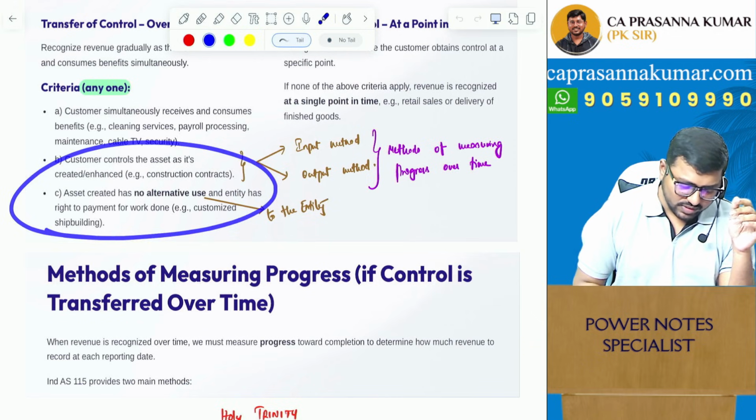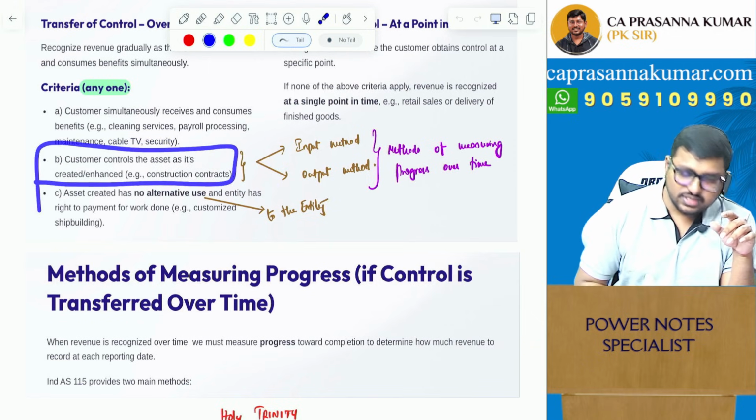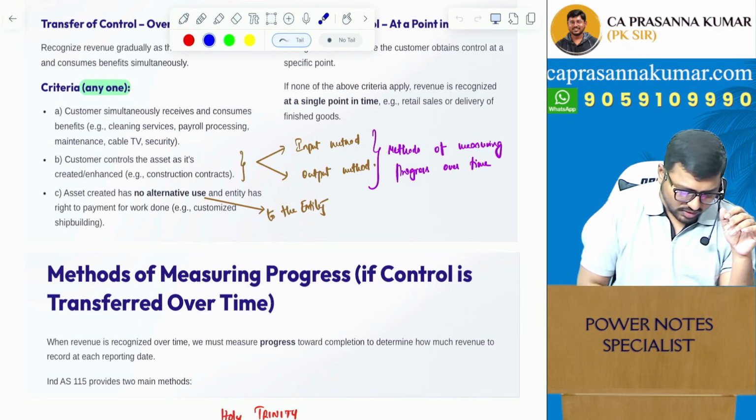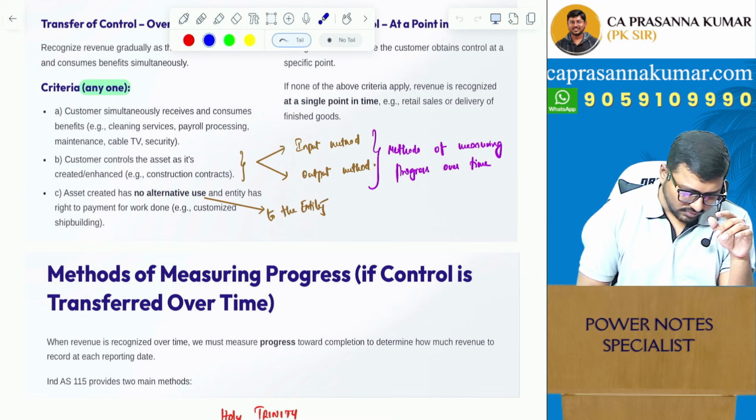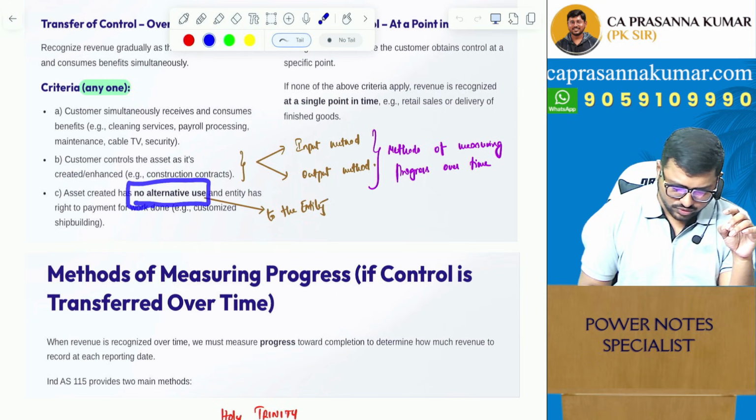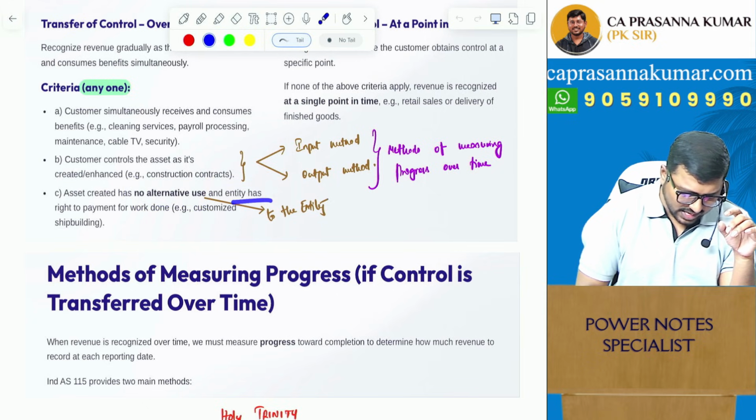These two are relatively important. In this specifically, the B point is important. Let's try to understand what is B point. Okay, we'll do one thing. B point will come at last. First, let's cover C. Asset created has no alternative use to the entity, and the entity has right to payment for work done.